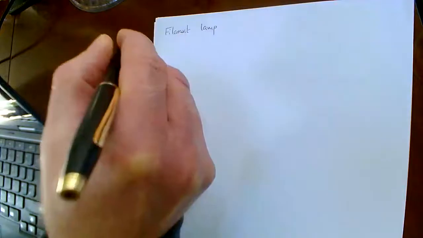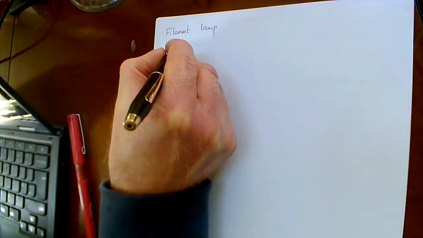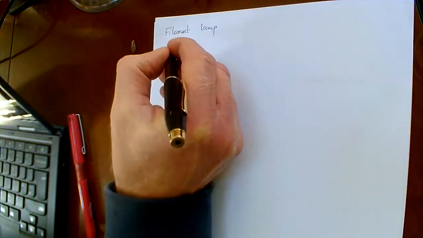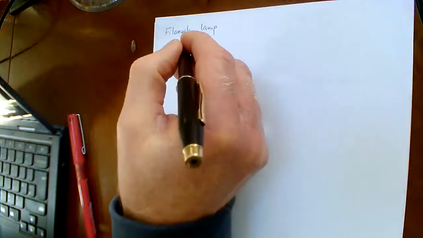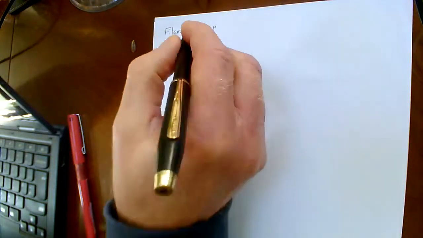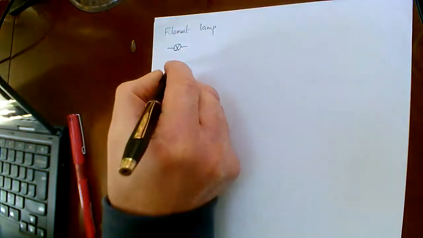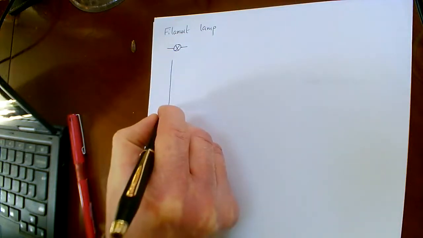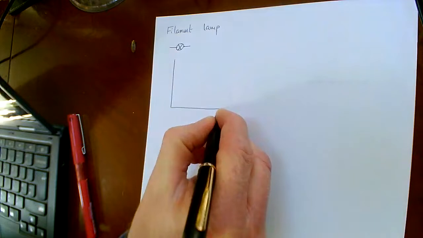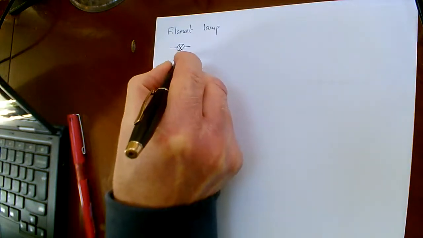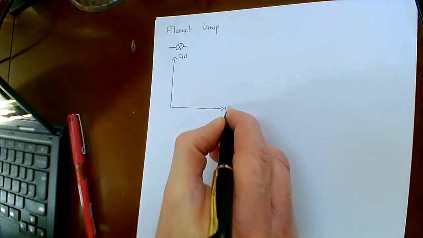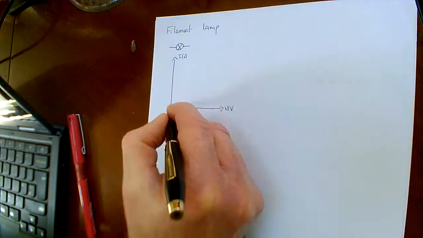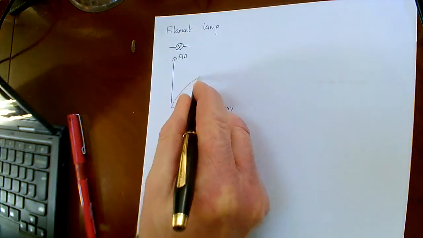Our filament lamp is a piece of wire where we let it get really hot, gets to about 1200 degrees centigrade or thereabouts inside the lamp. So what happens there is that the resistance increases because the temperature increases. And if we plot the current against the potential difference, because this is our independent variable and this is our dependent variable, then what we get is a graph which is a curve.